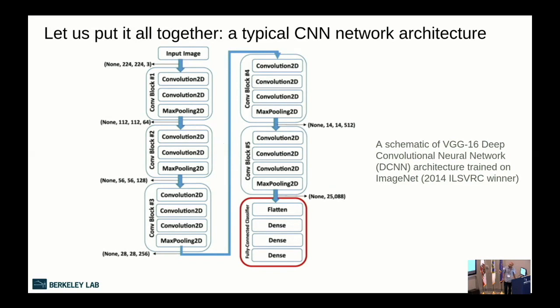Then you can put all of that together and build an extremely large neural network. This is a convolutional neural network. There's an input, it's 24 by 24 by 3. There are two convolutional layers and then max pooling. This gets us to another set of feature maps.